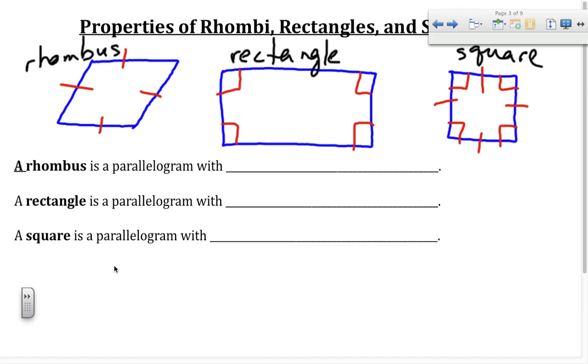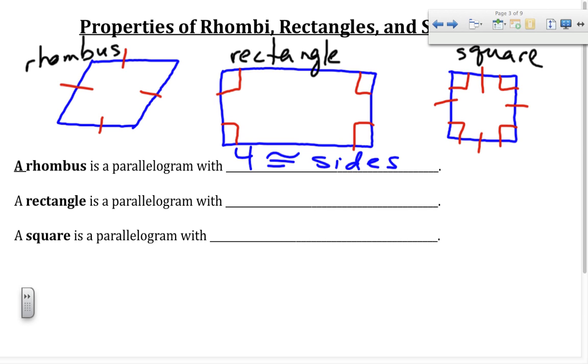So based on the markings I have on my screen, a rhombus is a parallelogram with what? What's special about a rhombus? What are the markings? Yes, a rhombus is a parallelogram with 4 congruent sides.